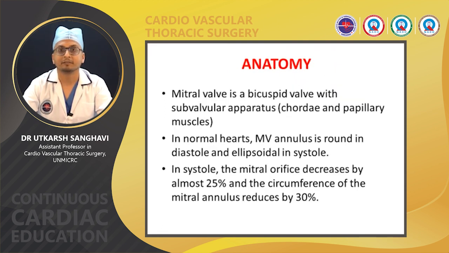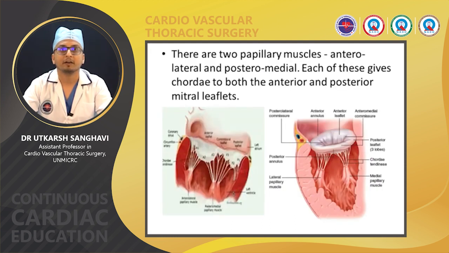First, we'll start with a few slides on mitral valve anatomy. I know it's been discussed in the previous lectures, but to get oriented with this lecture, we'll just go through the anatomy. As we all know, the mitral valve is a bicuspid valve which has a subvalvular apparatus. The subvalvular apparatus consists of chordae and papillary muscles. In normal hearts, the mitral valve annulus is round in diastole and ellipsoidal in systole. In systole, the mitral valve orifice decreases by almost 25% and the circumference of the annulus reduces by around 30%.